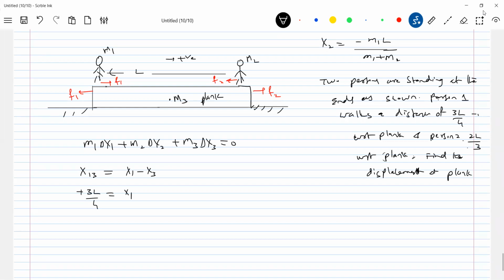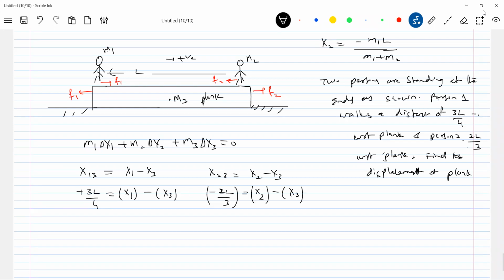Do we know the displacement of the person? We don't know. Leave it. Don't put any sign on the unknown things. Then we don't know the displacement of the plank also. Leave it. Let's come to the second person. x2 minus x3 is the displacement of the second person with respect to plank. The second person will move towards left, no? So minus 2L by 3. Why negative sign? Because the displacement of the second person is towards left. We don't know the displacement of the person with respect to ground, nor of the plank with respect to ground.